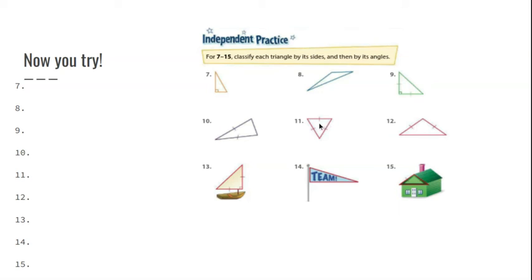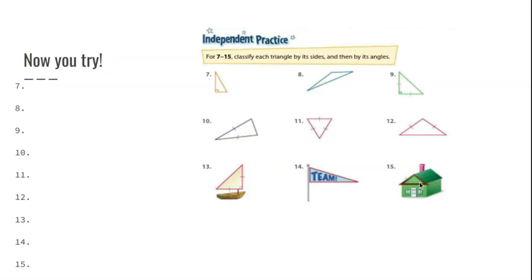Make sure you look at the lines because those are the angles they want you to look at. For number 10, they want you to look at this line right here. Do you think this is an acute angle, an obtuse angle, or a right angle? And then you would determine what kind of triangle that is. Number 11, same thing. Number 12, they want you to look at this angle right here. Number 13, I see this box. What kind of angle is that if it has the box?